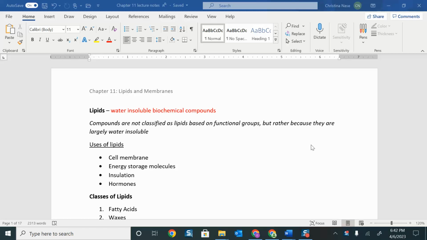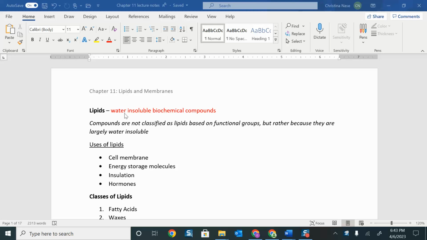We're going to talk about lipids and membranes today. Unlike some other families of organic compounds that we looked at, lipids are really classified based on the fact that they're water insoluble. So, they're water insoluble biochemical compounds. They're going to look a little bit different from each other.